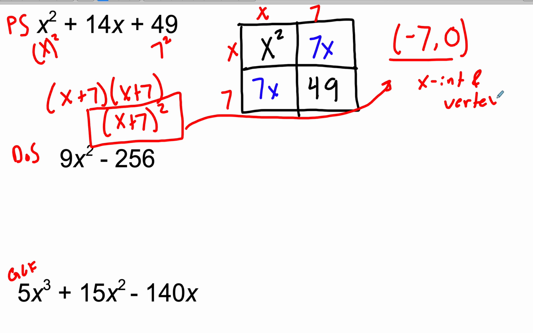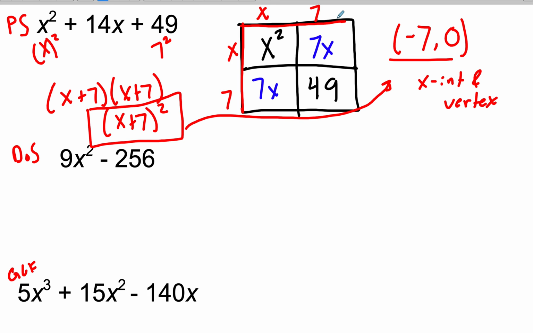Okay, because when you have a perfect square like that, that is usually what's going to happen, is your x-intercept will be also the vertex. Notice that we can see it's a square because the length is x plus 7 and the width is x plus 7, and a square always has the same length and width.